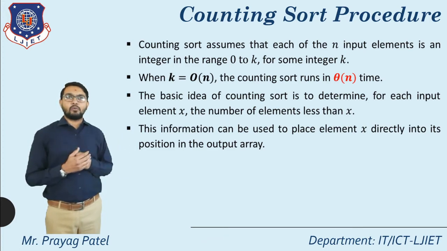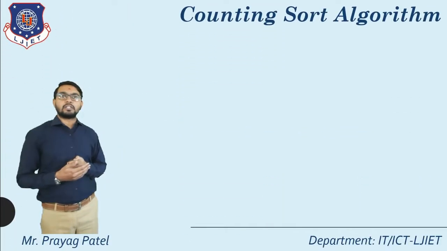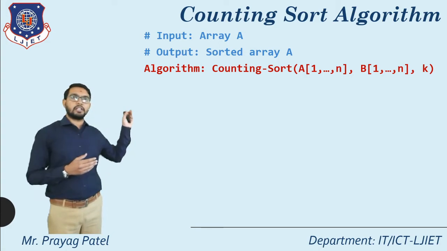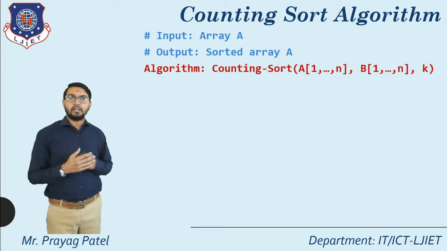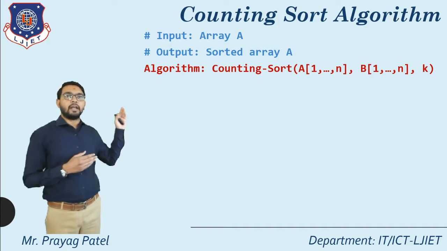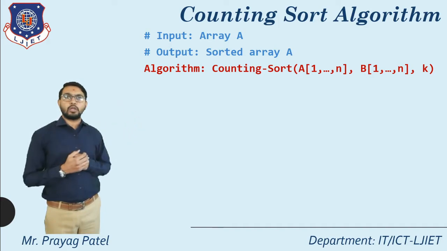The basic idea of counting sort is to determine, for each input element x, the number of elements less than x. This information can be used to place the element x directly into its position in the output array. Now consider the algorithm of counting sort. First the input is a given array A, and the output is a sorted array. The name of the algorithm is counting sort.